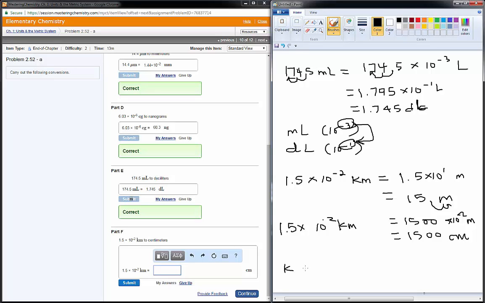You could say kilo is 10 to the third, centi is 10 to the negative 2. So you have to move it over by 5 positions. So from here, 1.5, move this over 1, 2, 3, 4, 5. But this is times 10 to the minus 2, so I'm going to move it back by 2, and that's going to give me 1,500.